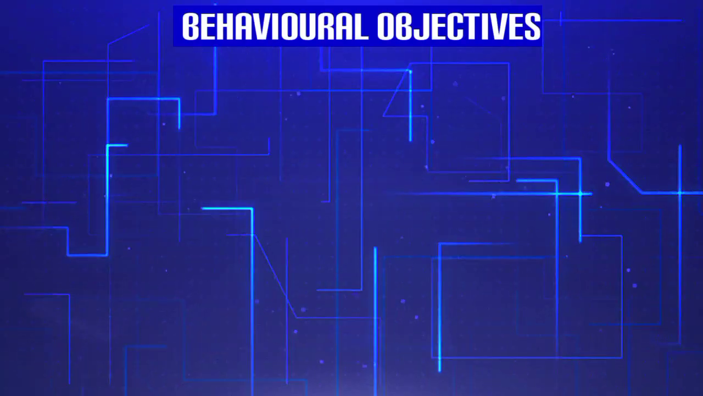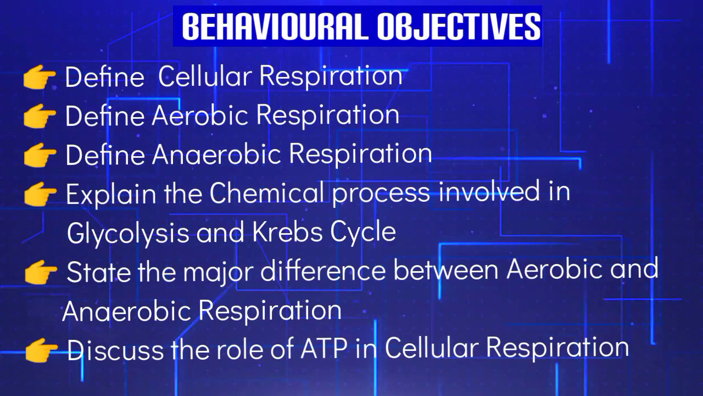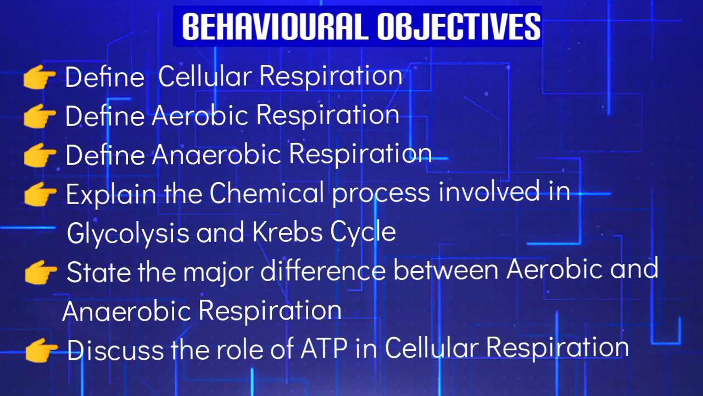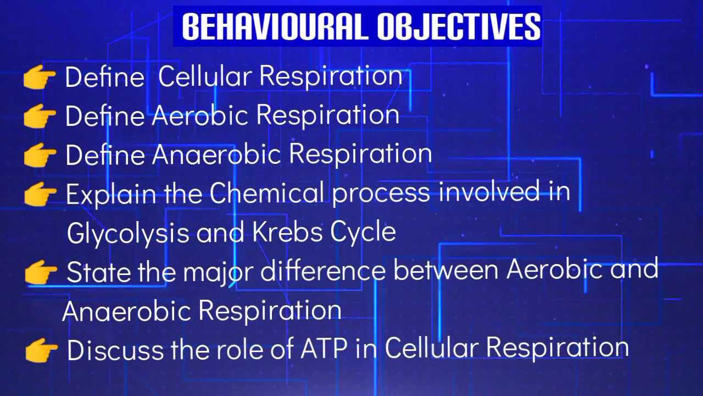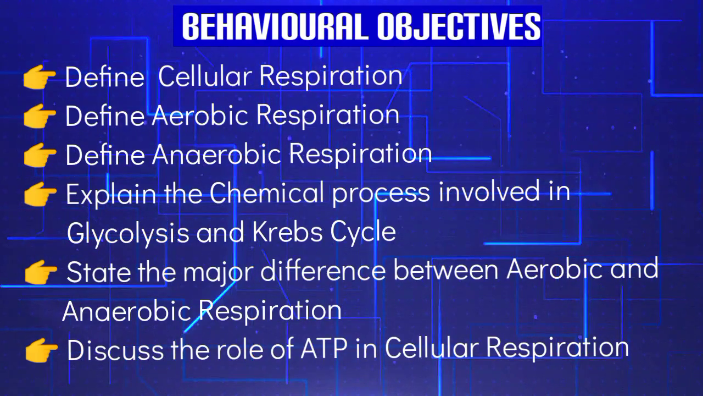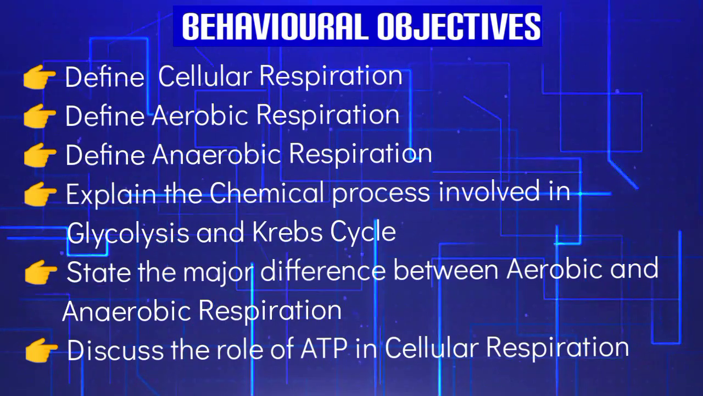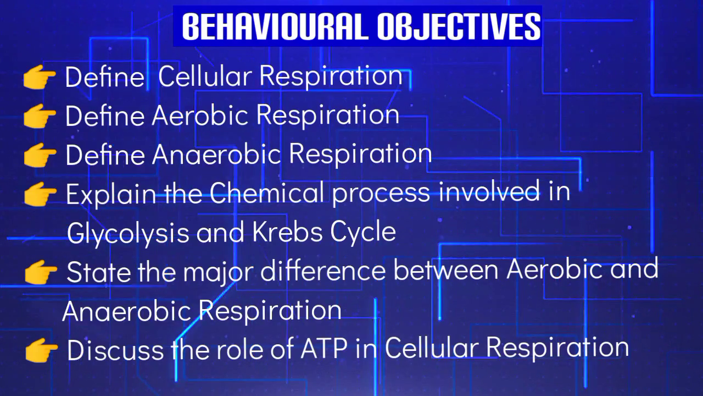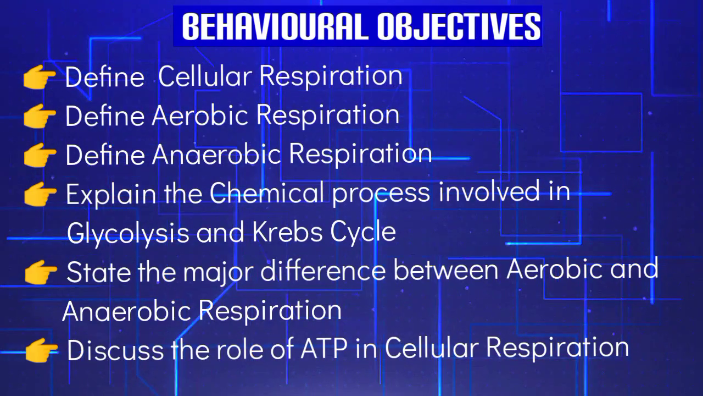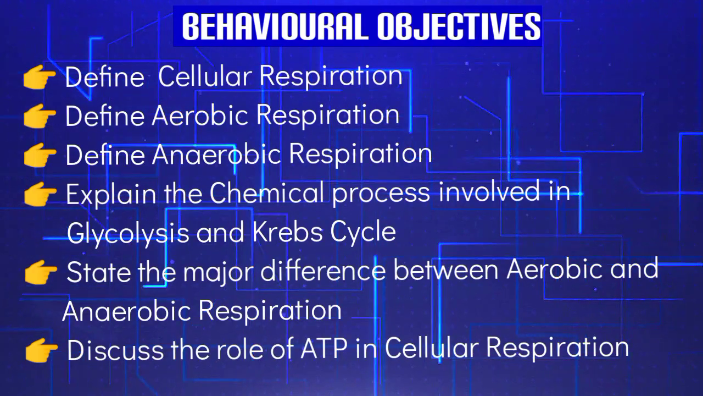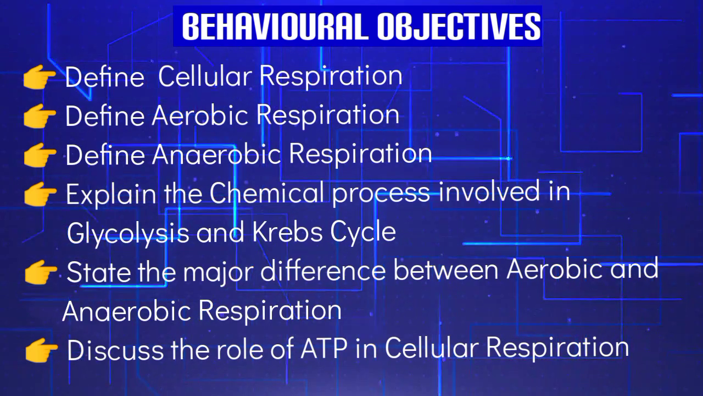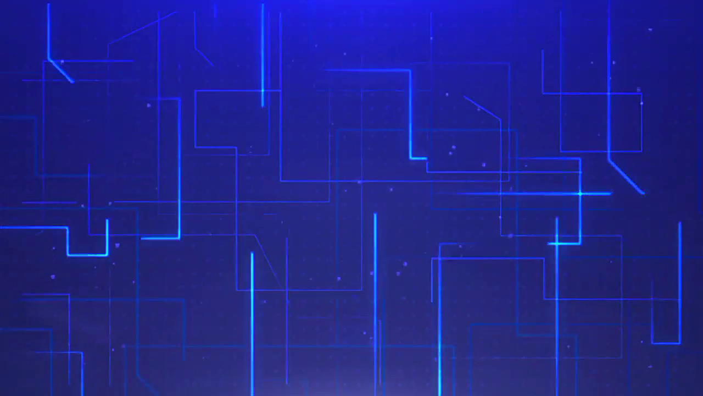So, at the end of this lesson, you should be able to define cellular respiration, define aerobic respiration, define anaerobic respiration, state the main differences between aerobic and anaerobic respiration, outline the basic chemical stages or processes involved in glycolysis and Krebs cycle, and state the function or role of ATP, that is adenosine triphosphate, in cellular respiration. Come along with me, let's dive in.